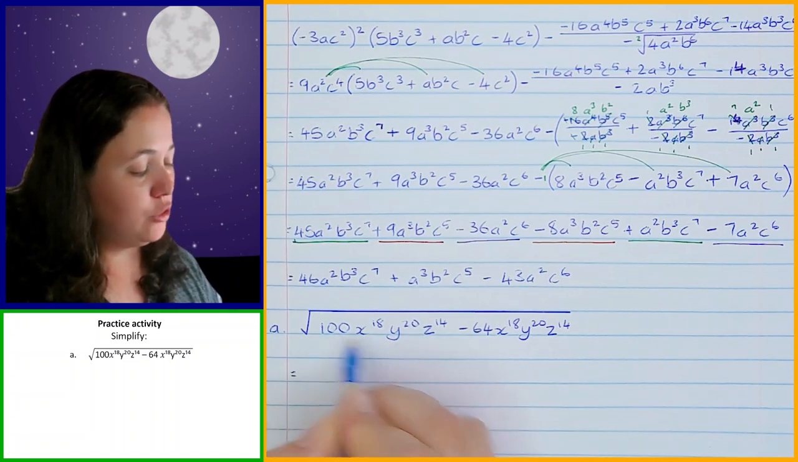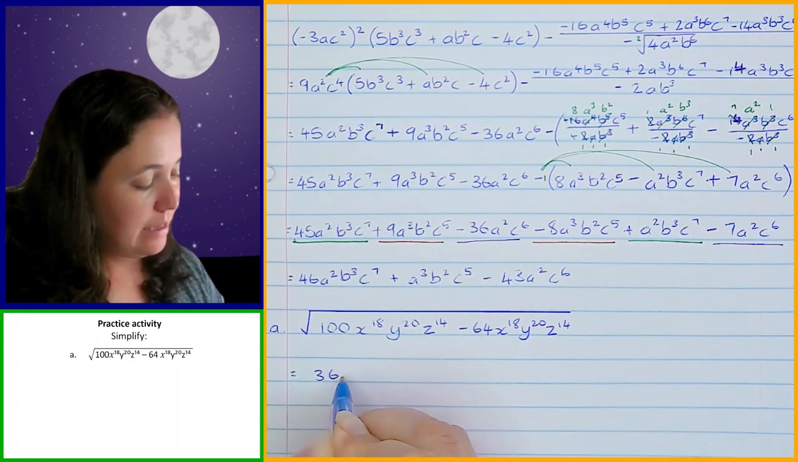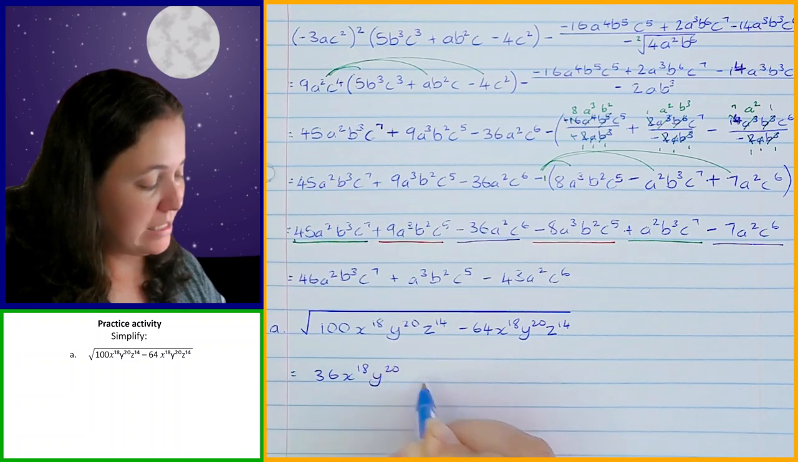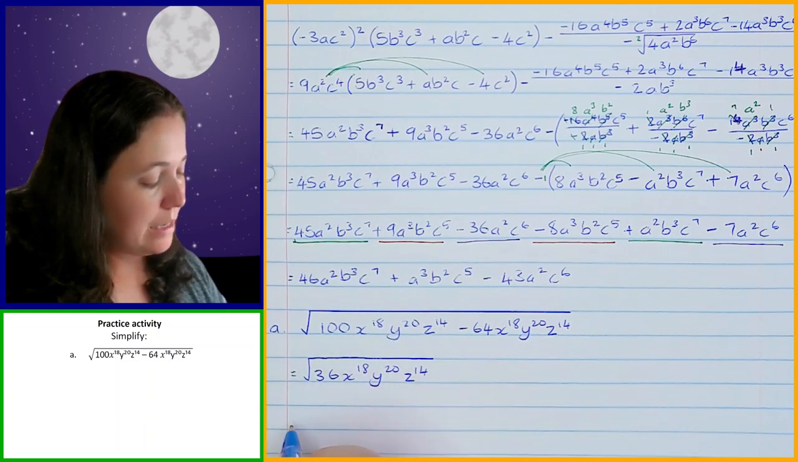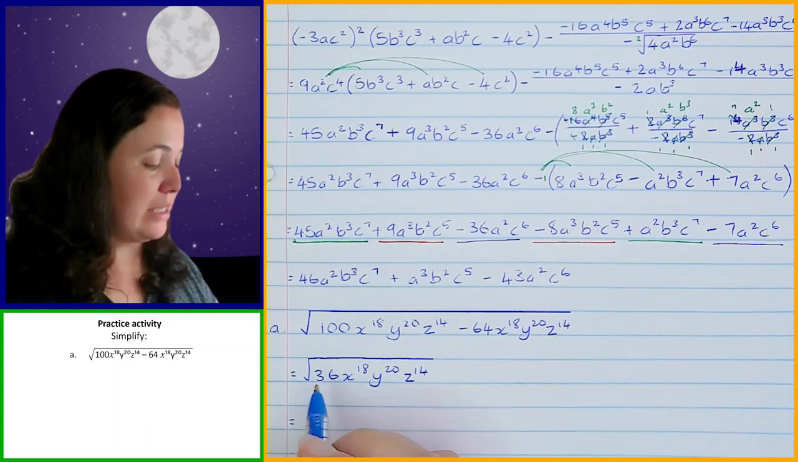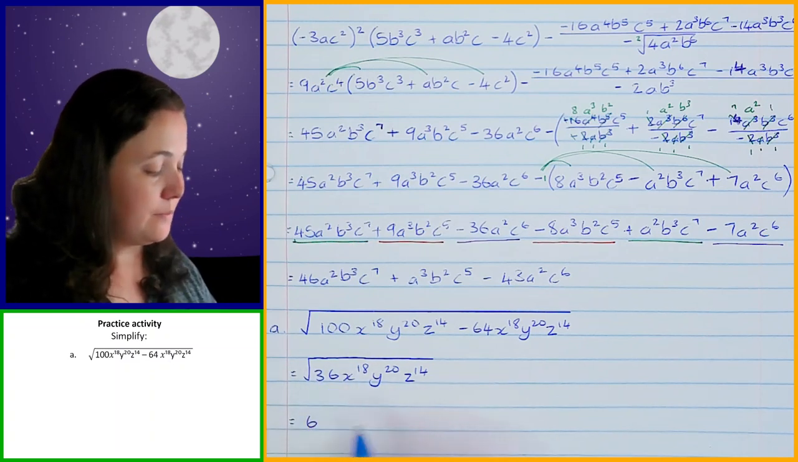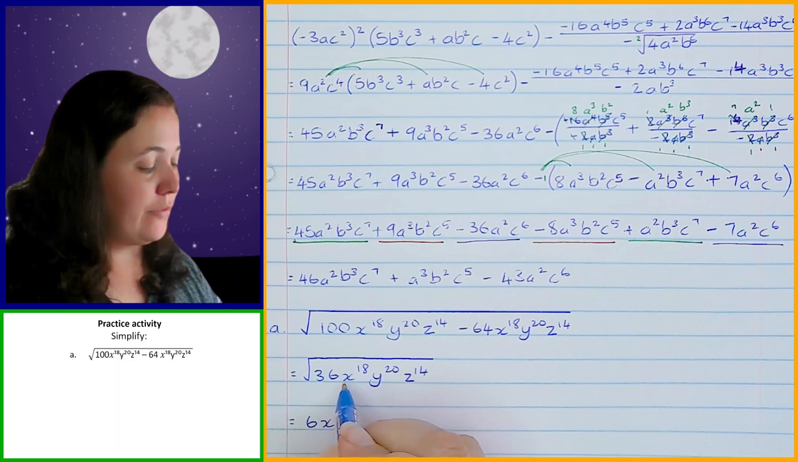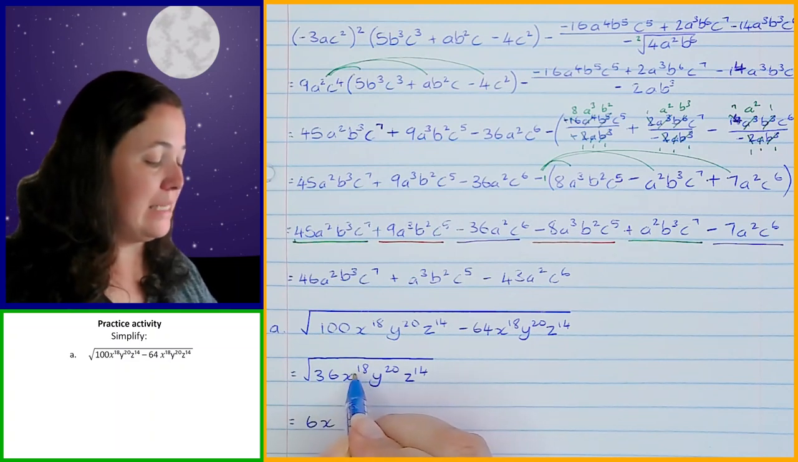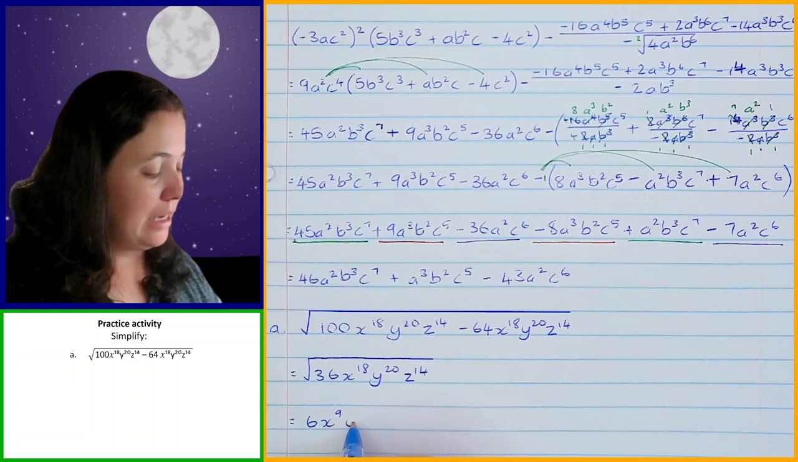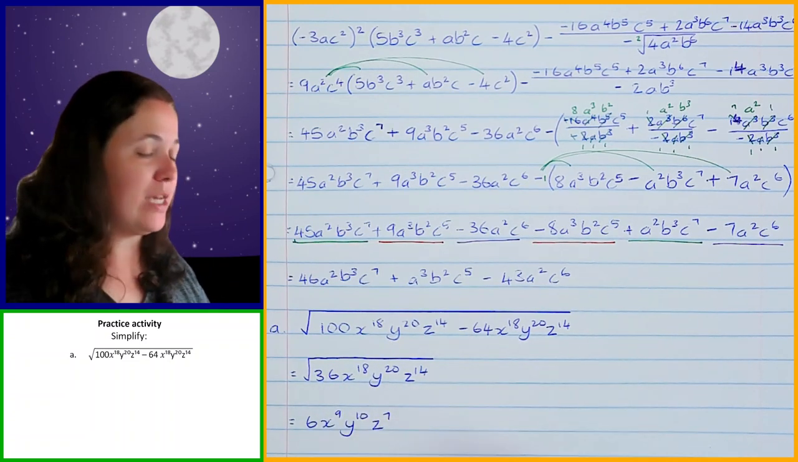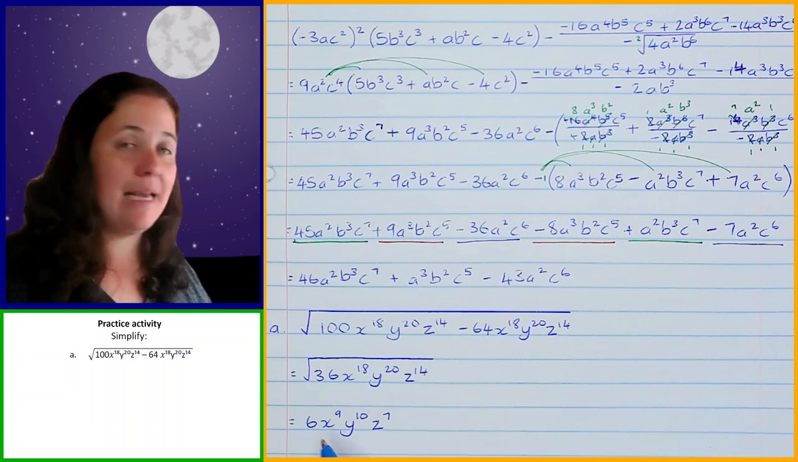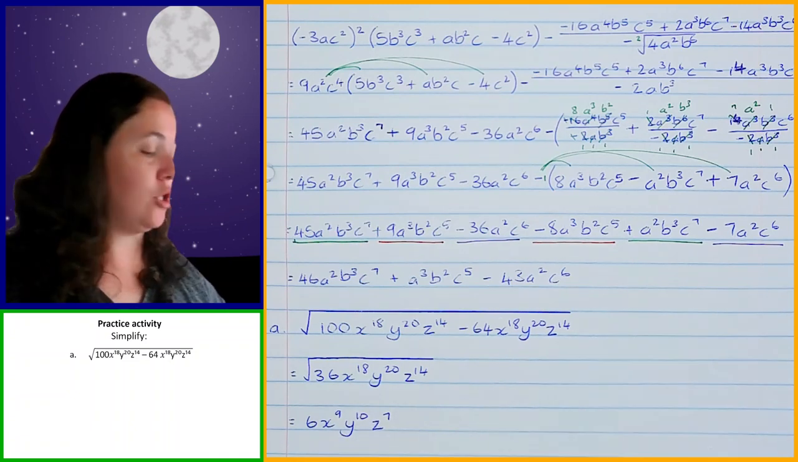So that's going to give me 100 minus 64 is 36, x to the power of 18, y to the power of 20, z to the power of 14, and that is all being square rooted. Now we can simplify that, and that will give us the square root of 36, which is 6, x to the power of, then the square root of x to the power of 18, I divide the 18 by 2, and that gives me 9. Then I divide the 20 by 2, and that gives me y to the power of 10. Then I divide 14 by 2, and that gives me z to the power of 7. So for question A, you should get 6, x to the power of 9, y to the power of 10, z to the power of 7.